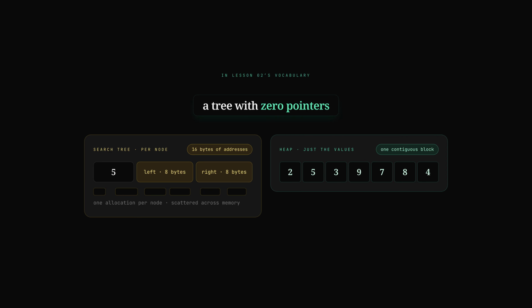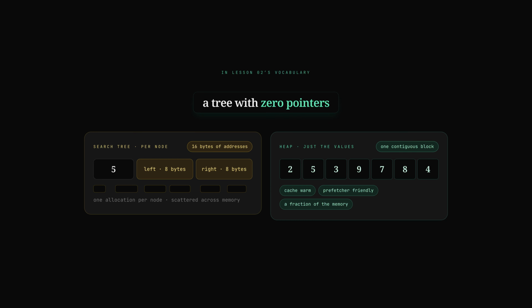This stores just the values. One contiguous block. Cache warm, prefetcher friendly, a fraction of the memory, and the tree structure is never stored at all. It's computed on demand from indexes.